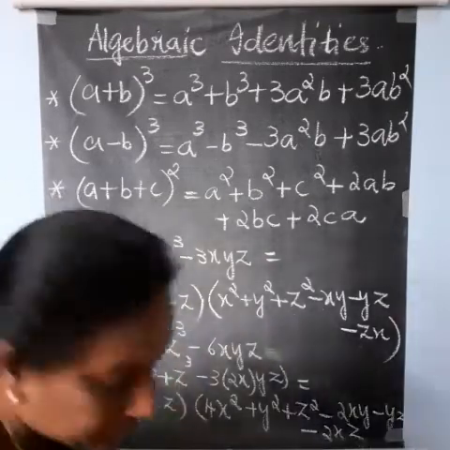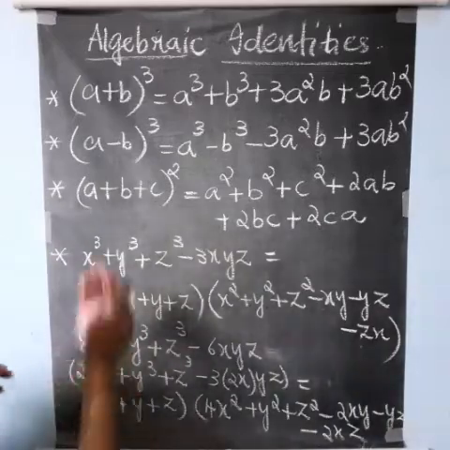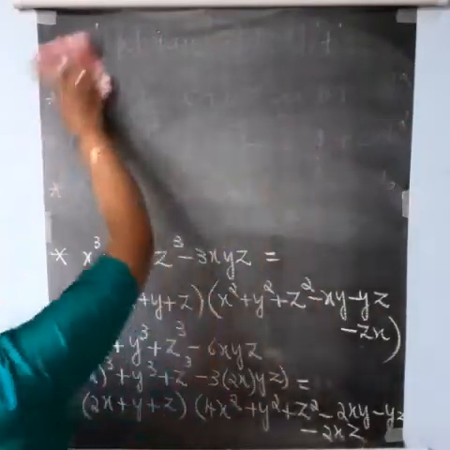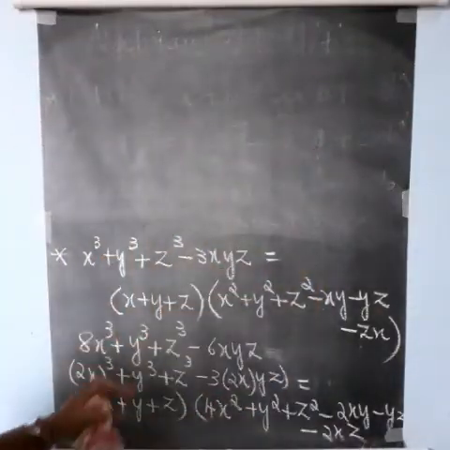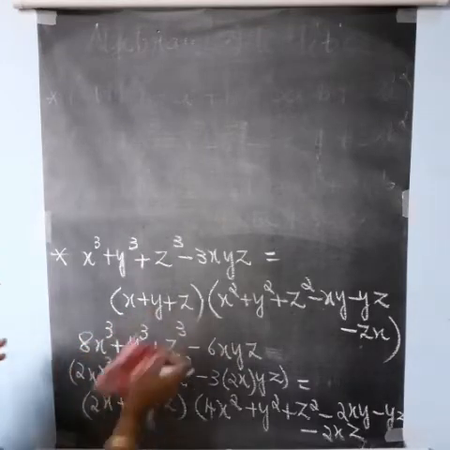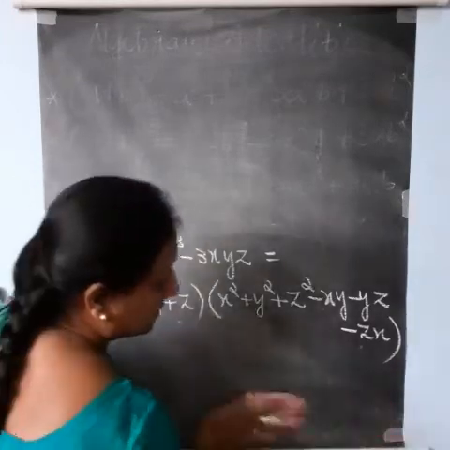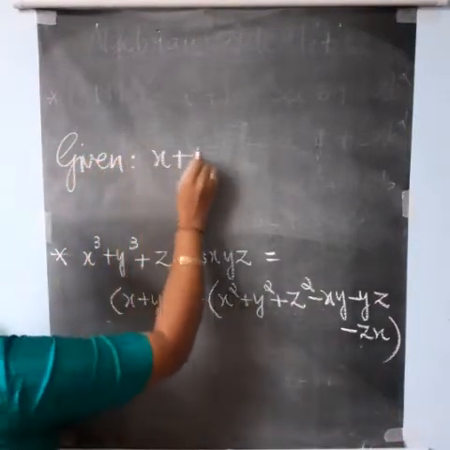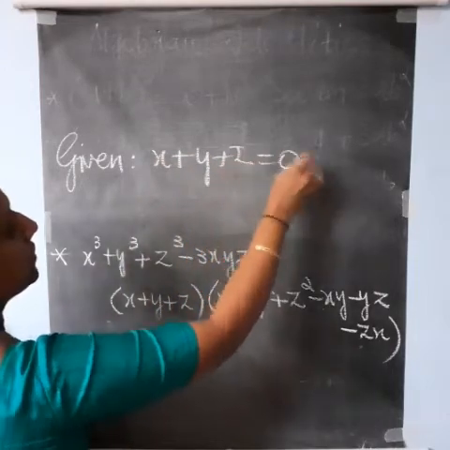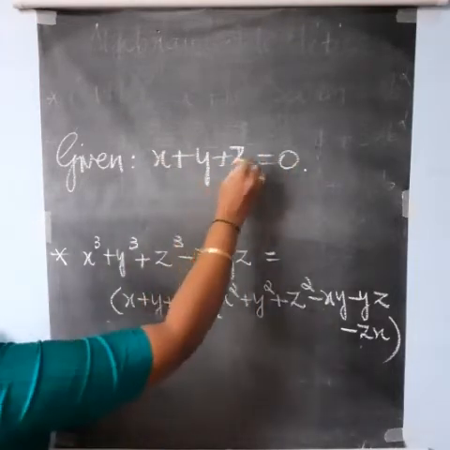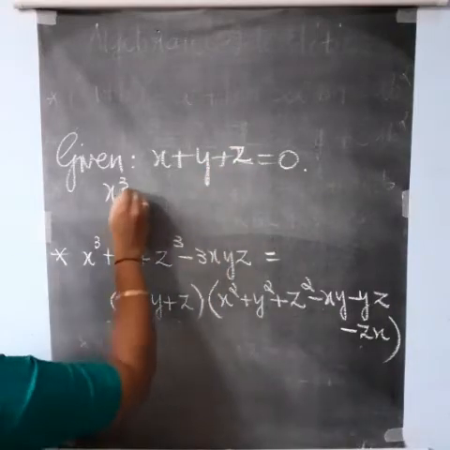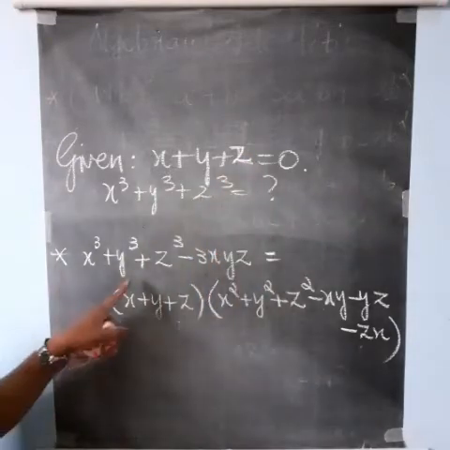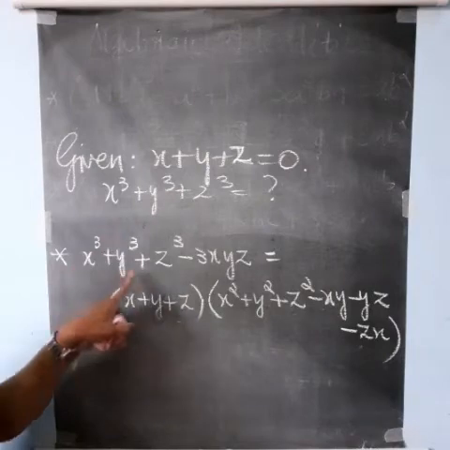Okay. Now this identity also can be used in a different situation. They say, supposing x plus y plus z is equal to 0, then what happens if it is given? Supposing they say given x plus y plus z is equal to 0, then what will we get? Find out x cube plus y cube plus z cube equal to what?